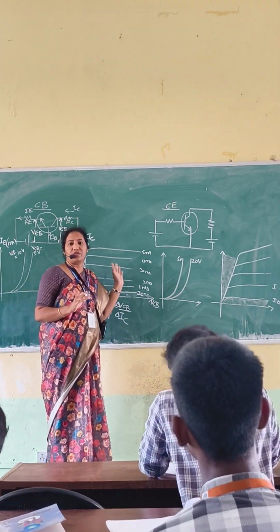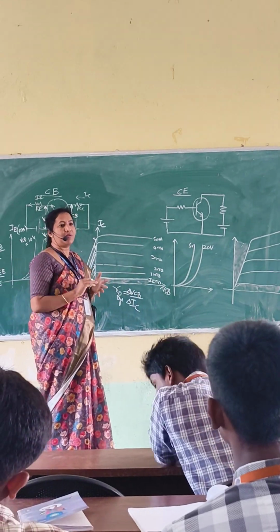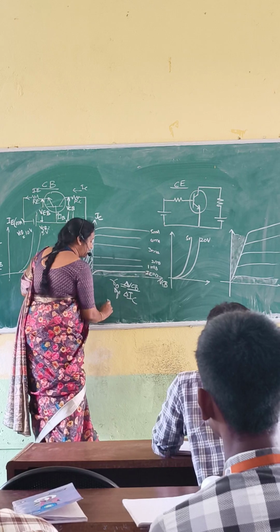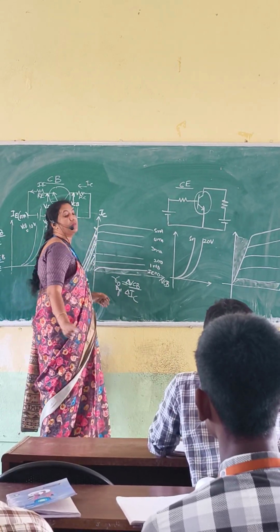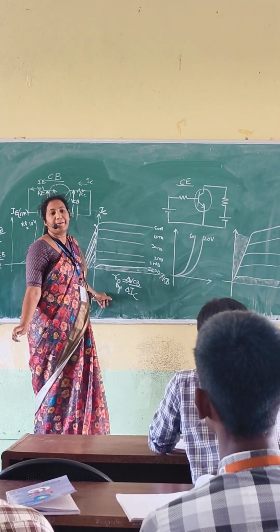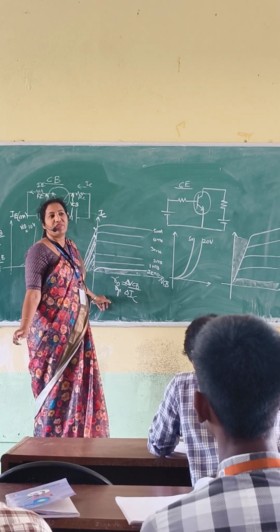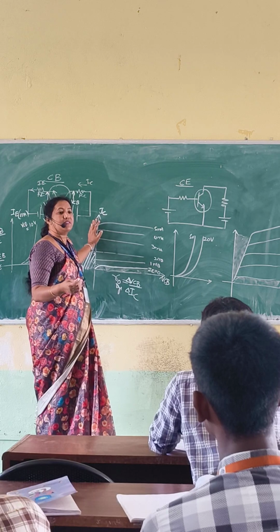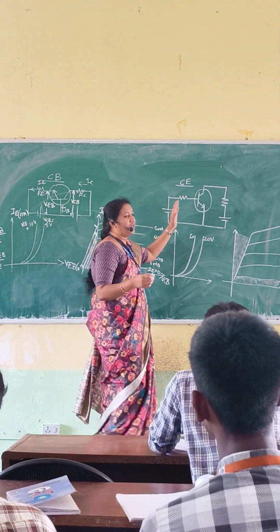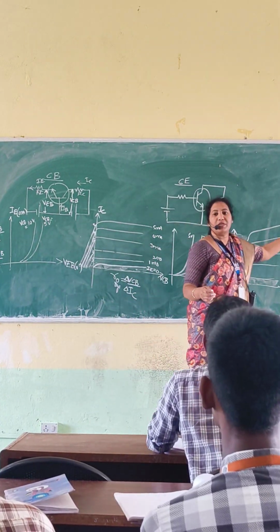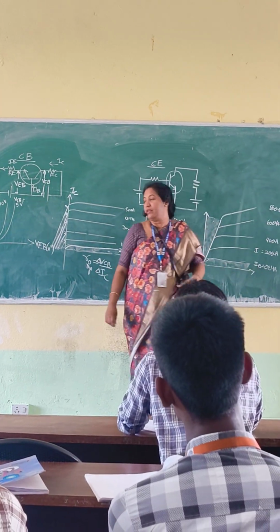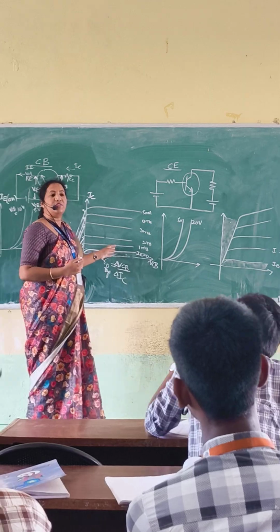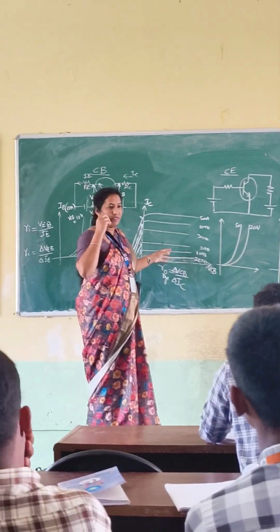Now, from this graph also, we can find out one more parameter, that is amplification factor. What is the symbol generally? For common base, alpha. For common emitter, beta. For common collector, gamma. So here, output current by input current will give you the amplification factor, right?